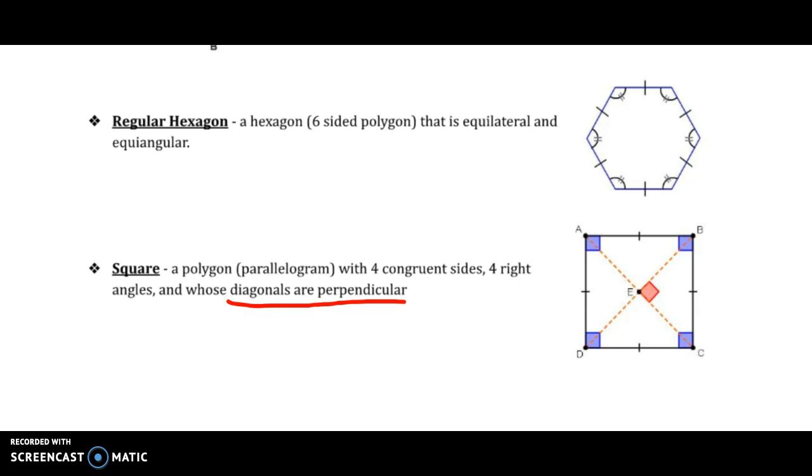Right? So a square is a regular figure because it has those congruent sides and those congruent angles, and the important part of the properties of a square is that the diagonals are perpendicular. So that is the piece we're going to use in the construction of our square inscribed in a circle. And that is it for vocabulary.